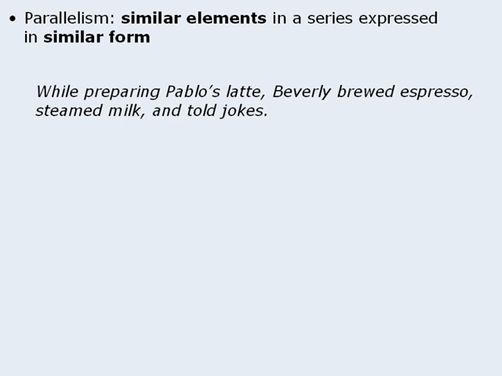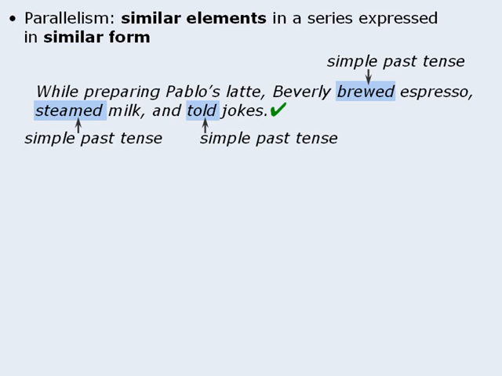Now, if you focus solely on the ending of each word, you'll see that the first two words end in -ed, but the last word does not. However, it would be incorrect to conclude that this sentence has faulty parallelism. The elements here are indeed parallel. The fact of the matter is that each word, brewed, steamed, and told, is in simple past tense form. It just turns out that the simple past tense form of the verb tell is not telled, it's told. So just remember that the principle of parallelism is based on the form of each element, not how each element looks.